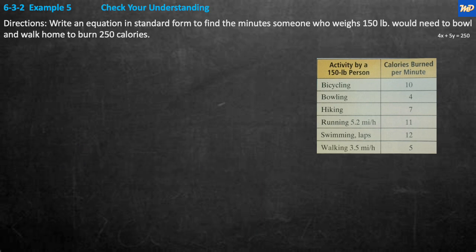Here we go. Okay, example 5. Check your understanding. So now you can write this equation. It's really just as easy as the last one was. So write an equation in standard form to find the minutes someone who weighs 150 pounds would need to bowl and walk home to burn 250 calories. So I'll wait for you. I'll give you some time to pause the video.